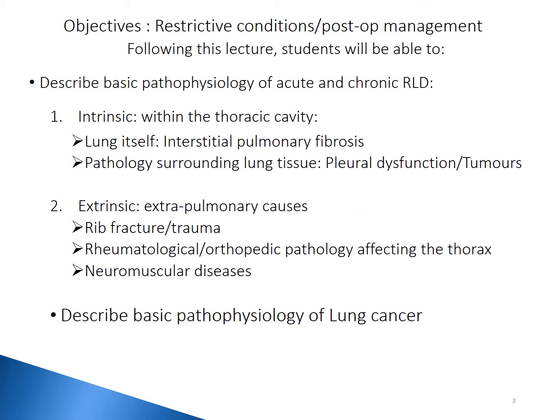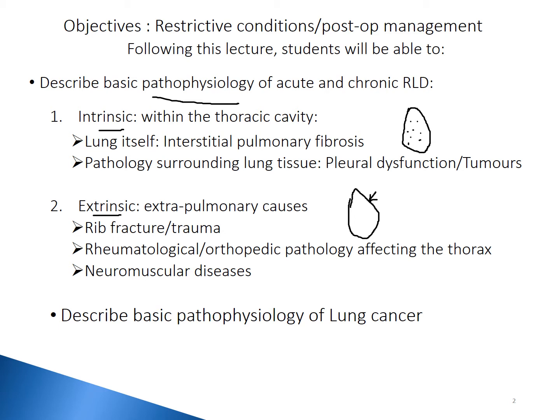So today's objective will be to understand the basic pathophysiology of restrictive lung disease. This will include intrinsic, which basically means stuff happening inside the lungs, so you can think of scarring inside the lungs. It could be extrinsic, which is stuff happening outside the lungs. So you can think of rib fracture or pleural dysfunction, anything that's putting pressure on the lungs from the outside.